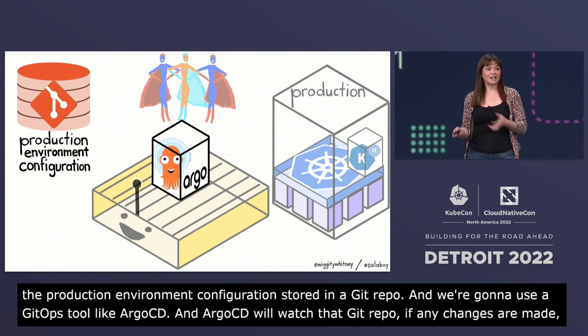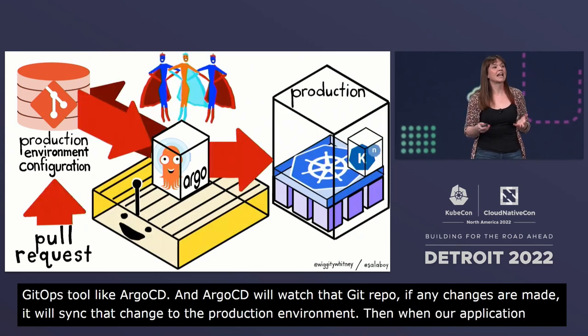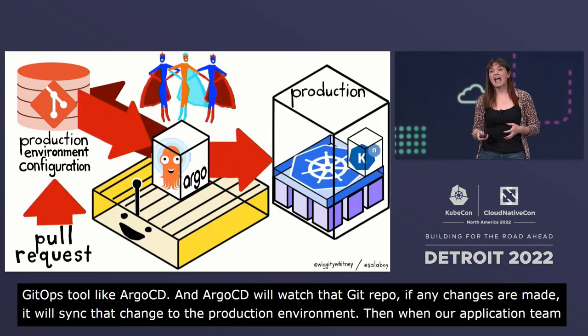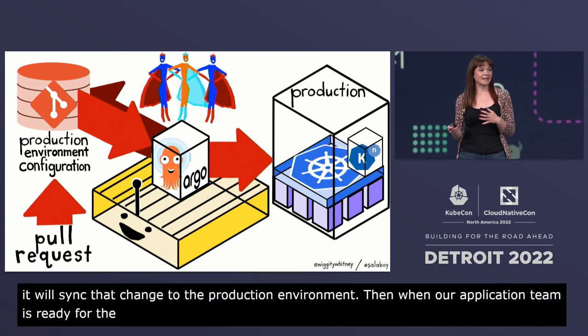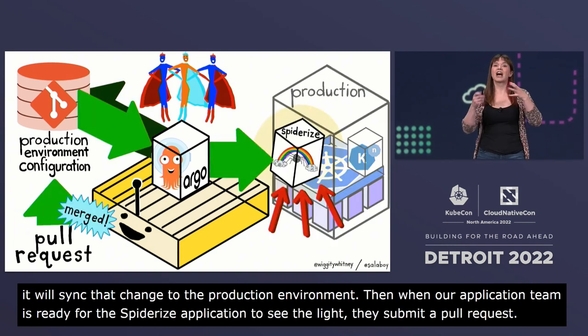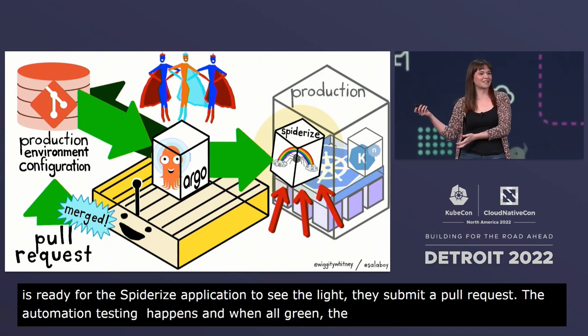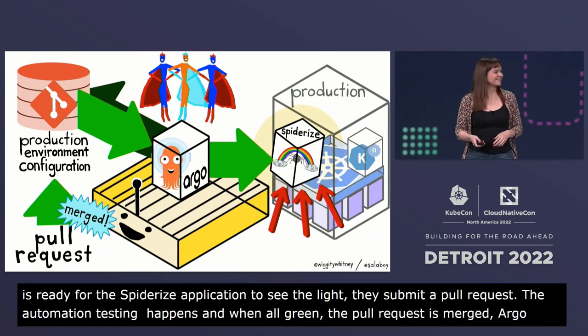So when our application team is ready for the spiderized application to see the spotlight, they submit a pull request. Then automated testing happens, and when all those tests are green, the pull request is merged, Argo sees the change in the Git repository, and then the application is deployed. There you go. So let's see that in action.